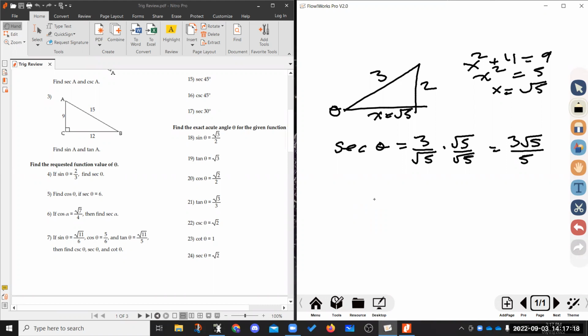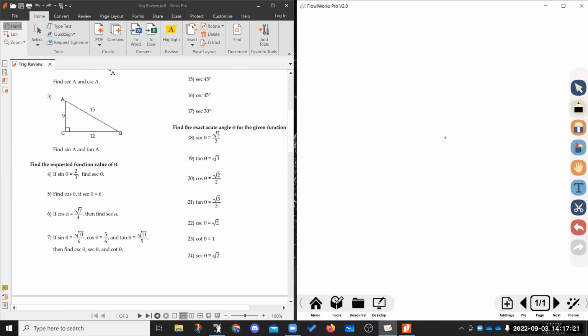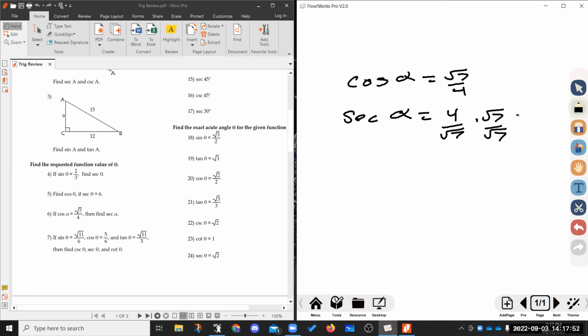Now we're going to find the cosine of theta. If secant of theta is equal to 6, well, they're reciprocals of one another. So that means that the cosine of theta is going to be 1/6. That's easy enough. If cosine of alpha is equal to root 7 over 4, find secant of alpha. Well, secant of alpha is going to be the reciprocal, 4 over root 7, and we're going to rationalize that. That's going to be 4 root 7 over 7.